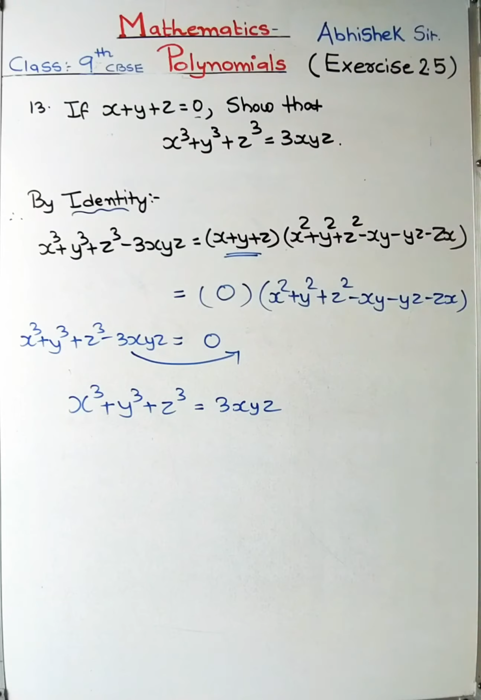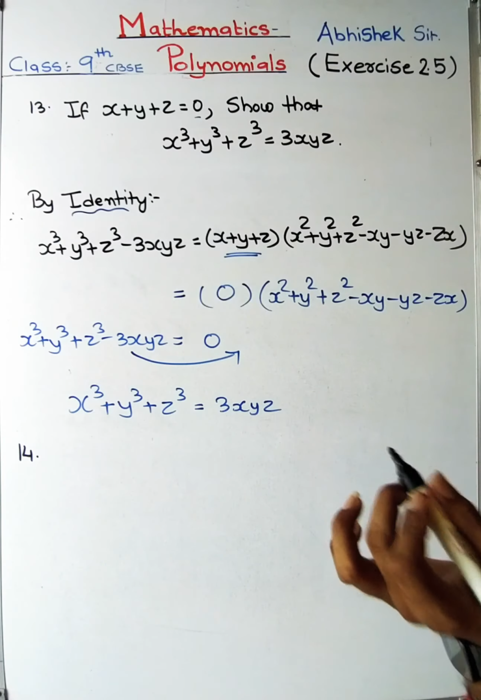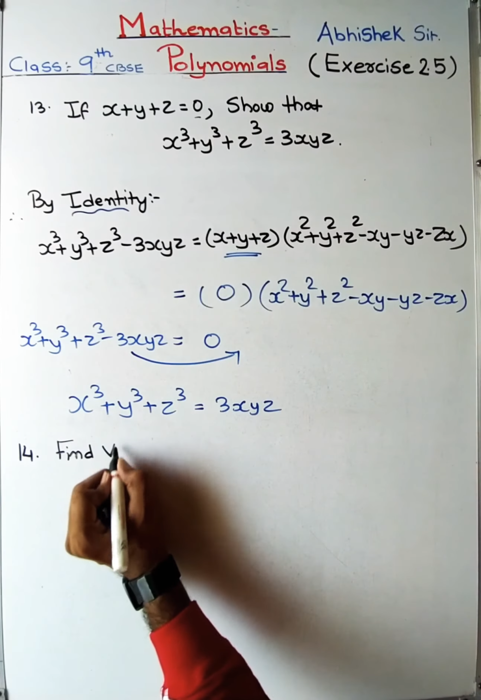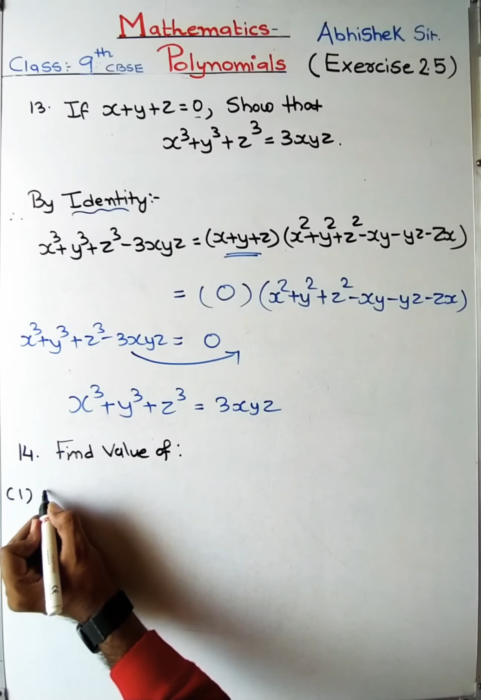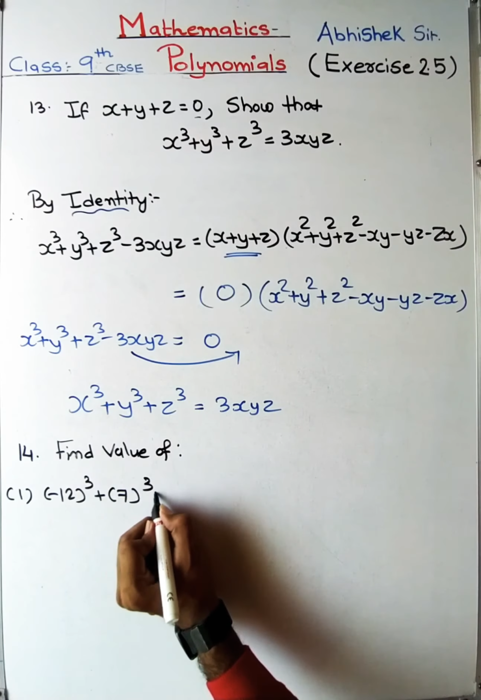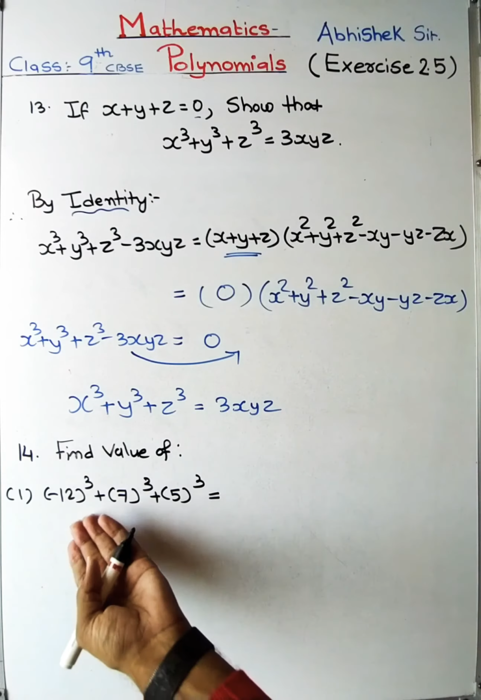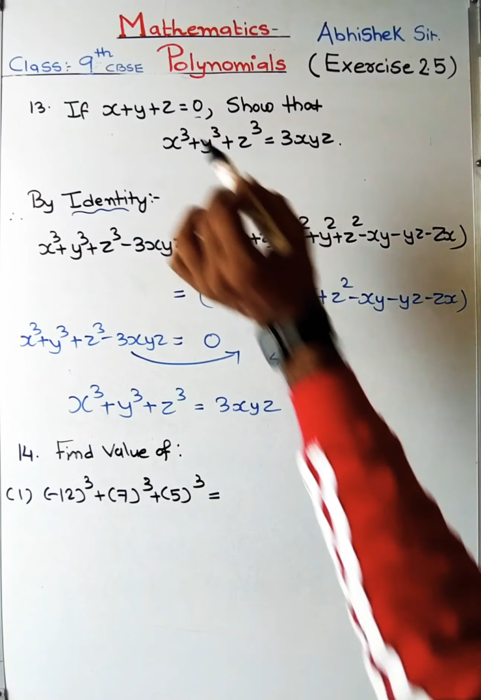Because on the basis of this result we are going to solve question number 14. The question number 14 is: without actually calculating the cubes, find the value of the following. The first question is minus 12 cube plus 7 cube plus 5 cube, right? If we want to multiply and find out the value, that will be a lengthy method, but we have to take care of this 13th result.